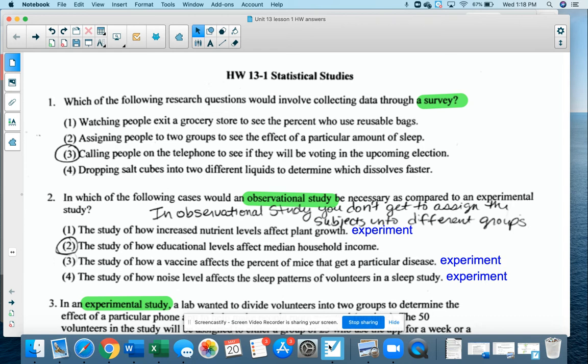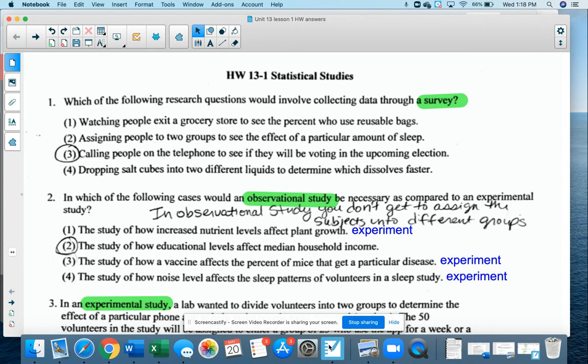So we're starting statistics here. And basically the first unit was just going over different kinds of statistical studies that there are. So question 1 says, which of the following research questions would involve collecting data through a survey? And hopefully you got choice 3, calling people on the telephone to see if they will be voting in an upcoming election. So you're taking a survey, you're asking people questions.